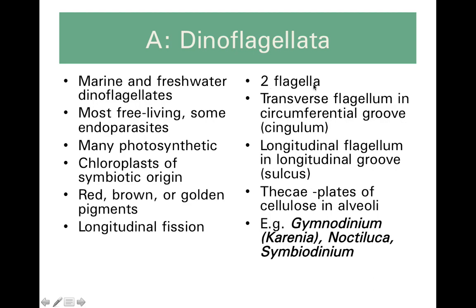Dinoflagellata have two flagella, like flagellata, but that's not what the dino prefix means. Dino means whirling, and when you see some of them, you'll see why they are the whirling flagellated organisms. They have a transverse flagellum in a groove called a cingulum, which is circumferential. So the circumference goes around and around, right? They also have a longitudinal flagellum in a groove called a sulcus. So they have these two grooves called a cingulum and a sulcus, and most of them have cellulose plates called thecae, one of which is called a theca, that are embedded within the alveoli.